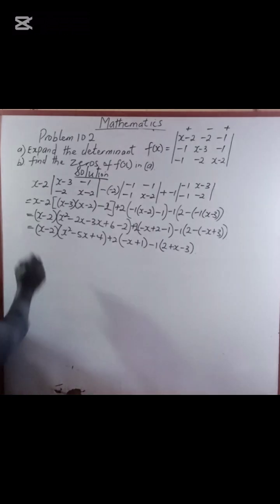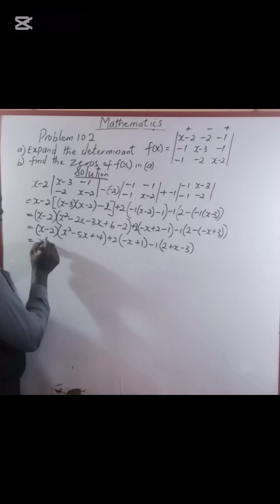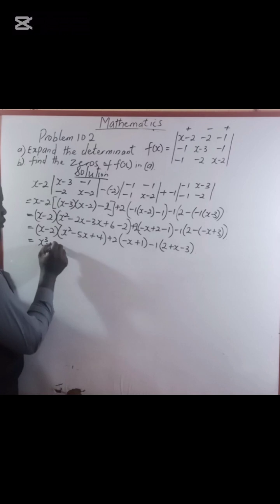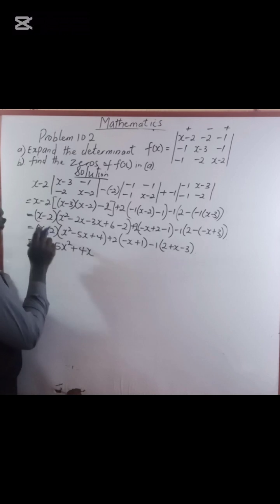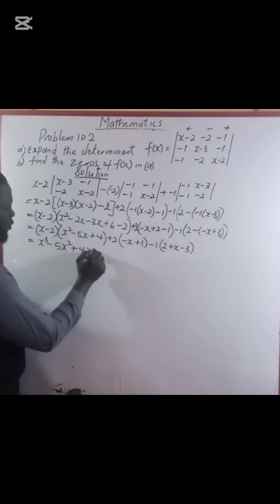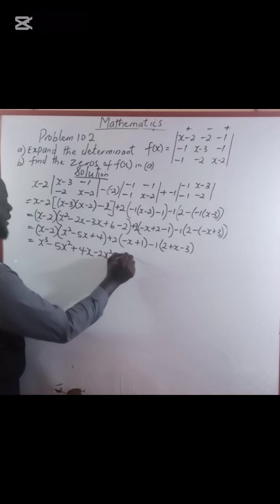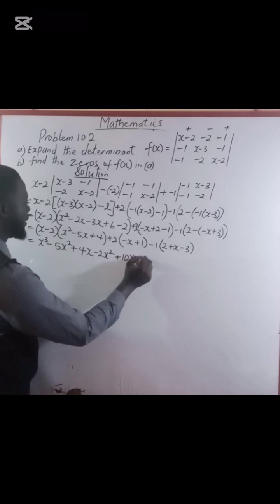Alright. So quickly, let's open up the bracket. So here, opening this one, we have x cubed. x times x squared will give us x cubed. x times minus 5x is going to give us minus 5x squared. x times 4 will give us plus 4x. So we'll go to 2. 2 times x squared will give us minus 2x squared. 2 times plus 5 will give us plus 10x. Minus 2 times plus 4 will give us minus 8.